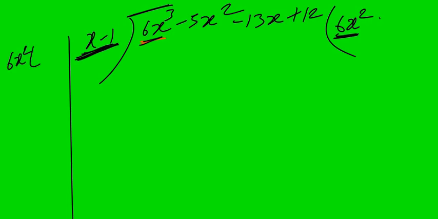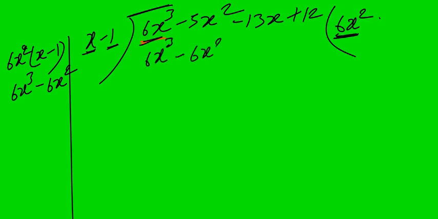Multiply 6x square into x minus 1, because most of the students are not able to write the correct multiplication. They are just multiplying with x and they have left the minus 1. So what will come? 6x square into x, it will come 6x cube, and 6x square into minus 1, it will come minus 6x square. So finally what we have got? We have got 6x cube minus 6x square.